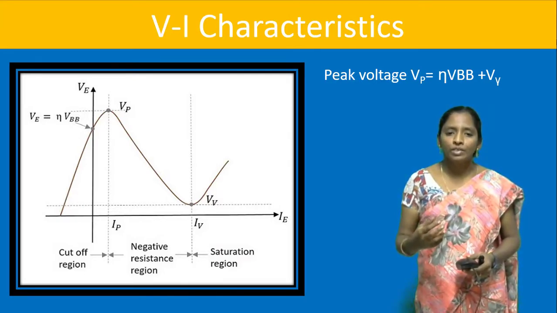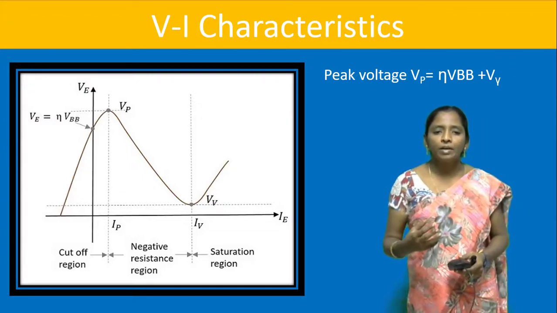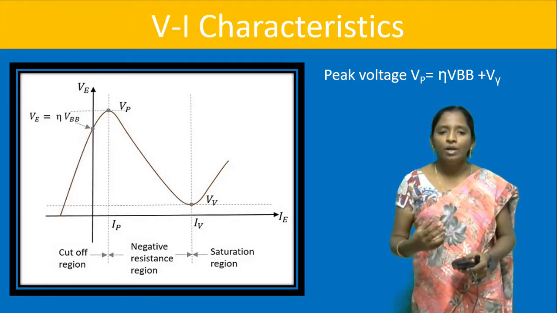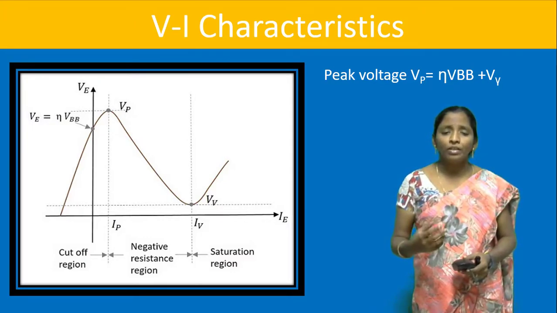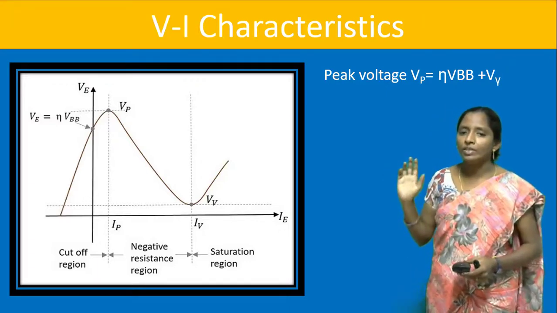Then the UJT goes into the off region, because when we are applying the negative voltage at the emitter, at that time the PN junction acts as a reverse bias. If it is reverse bias, the UJT goes into the off region. This is the VI characteristics of the UJT.